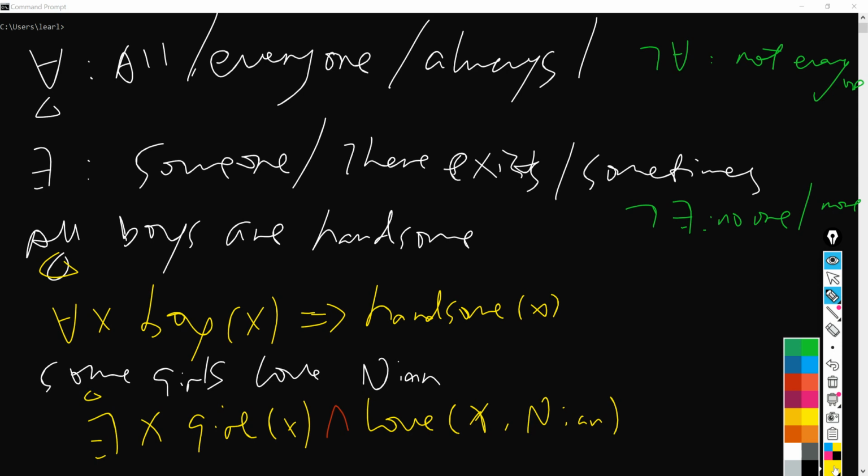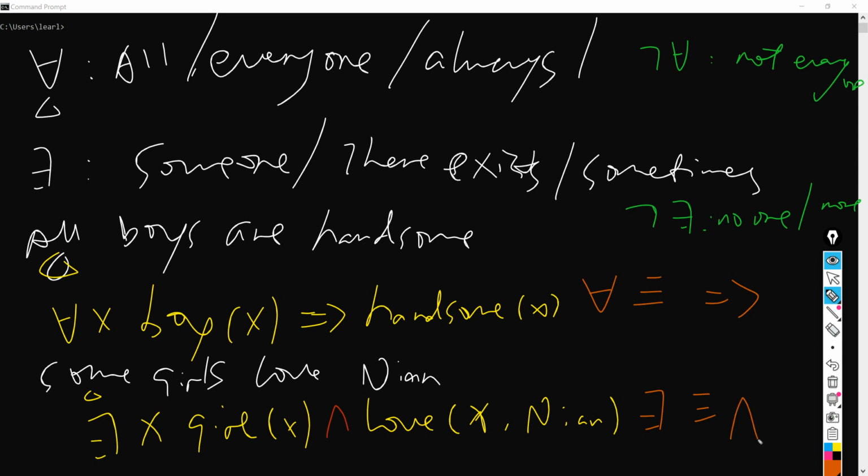So please always remember: when we have the all sign, when we are expressing something, we always use if-then. And when you have some, then when you express something, you always have and. However, there are some different things. I'm talking about when you are expressing something after all. You can absolutely use the and sign in some circumstances.